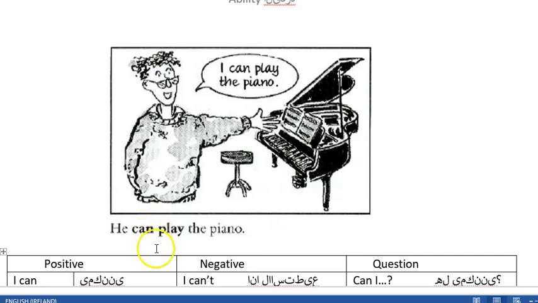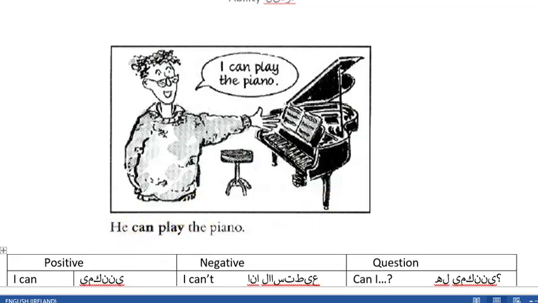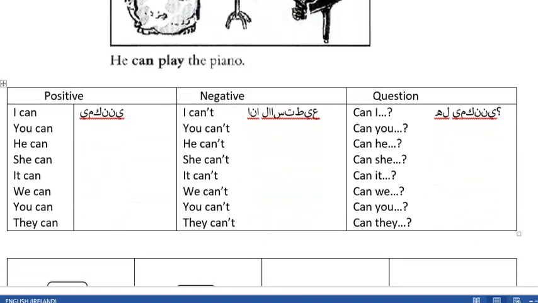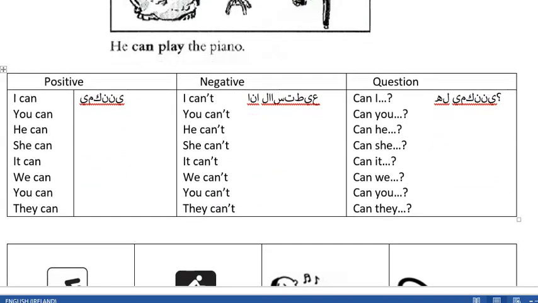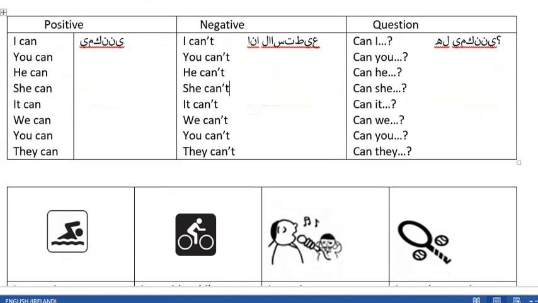You remember when we studied verbs before, like the verb to like or to go. We say, I like, you like, he likes, she likes, it likes. And then we like, you like, they like. There's an S with he, she, and it. Can is a modal verb, and that means we don't put an S with he, she, and it. So this might make it a little bit easier than other verbs. Have a look here in the box. We have three boxes, positive, negative, and question.